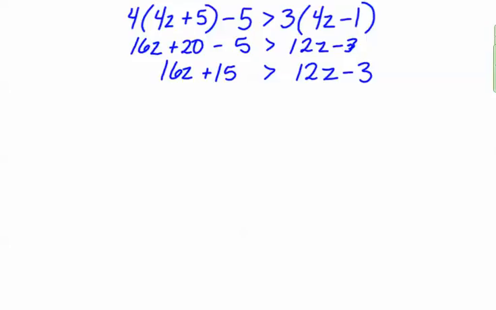And next, I need to get my variables together so that I can begin to solve for z. In general, I like to move the smaller z's to the other side of the problem because I find that students tend to make less mistakes when they're dealing with a positive coefficient for z.